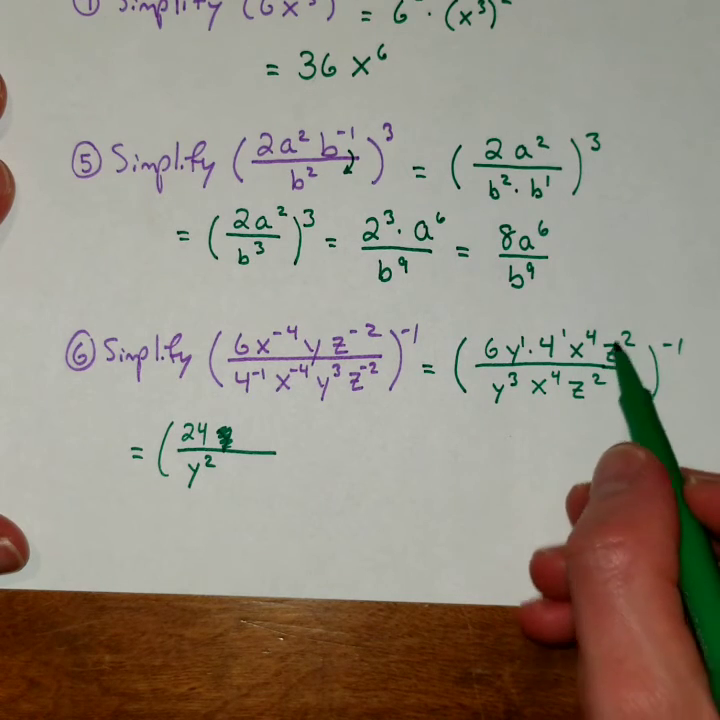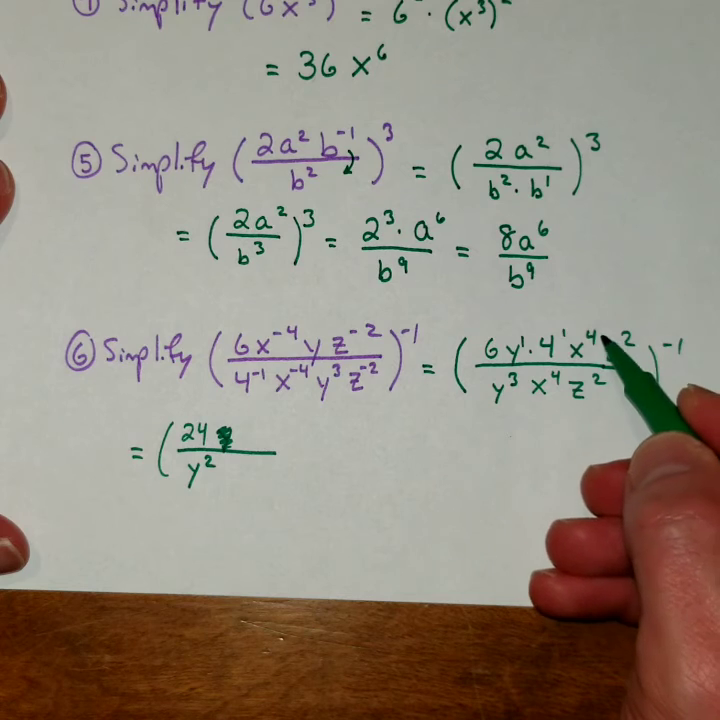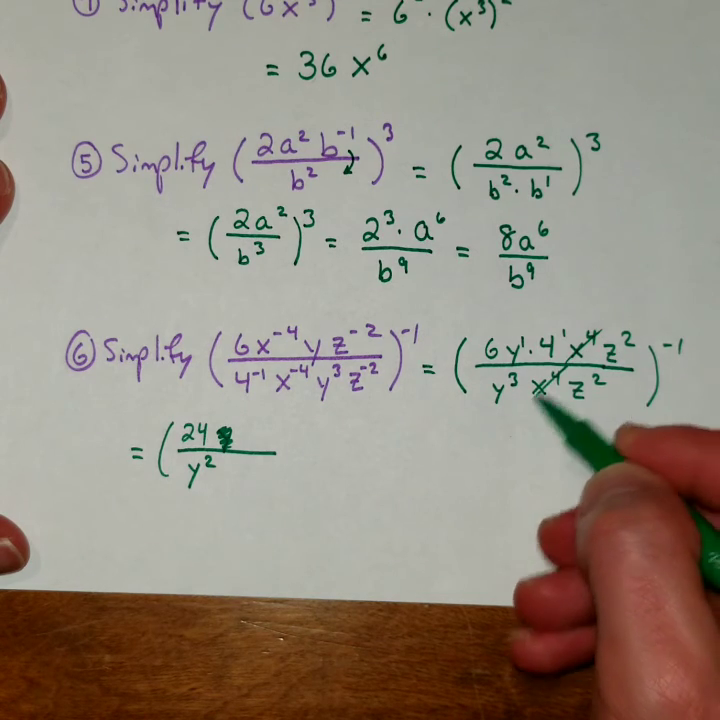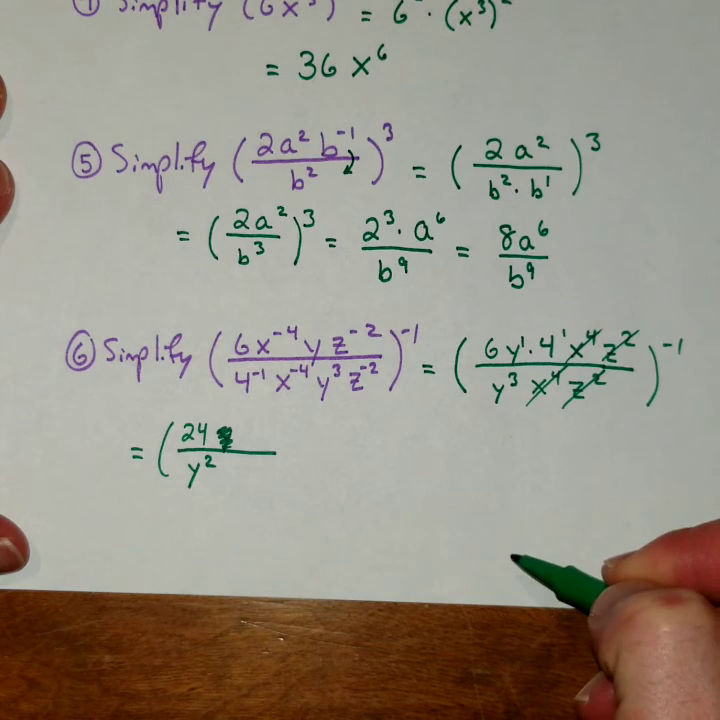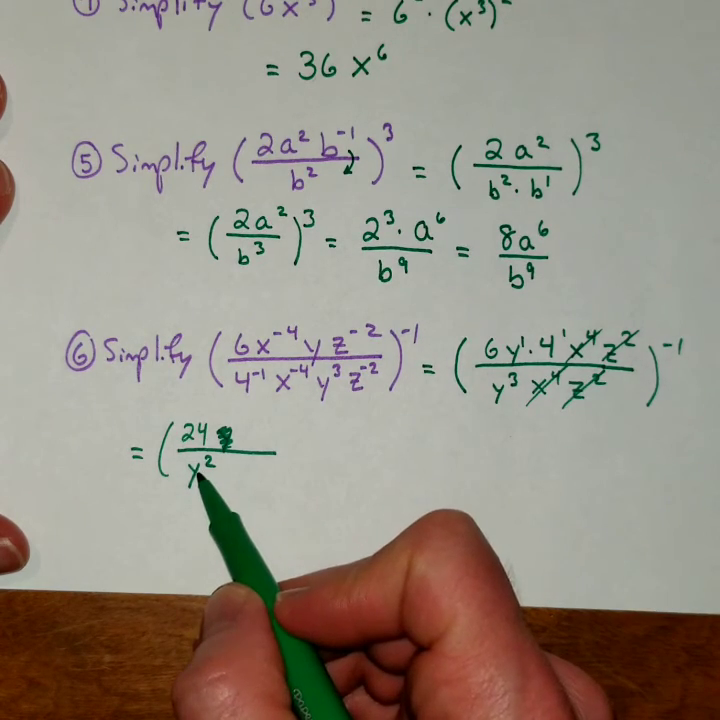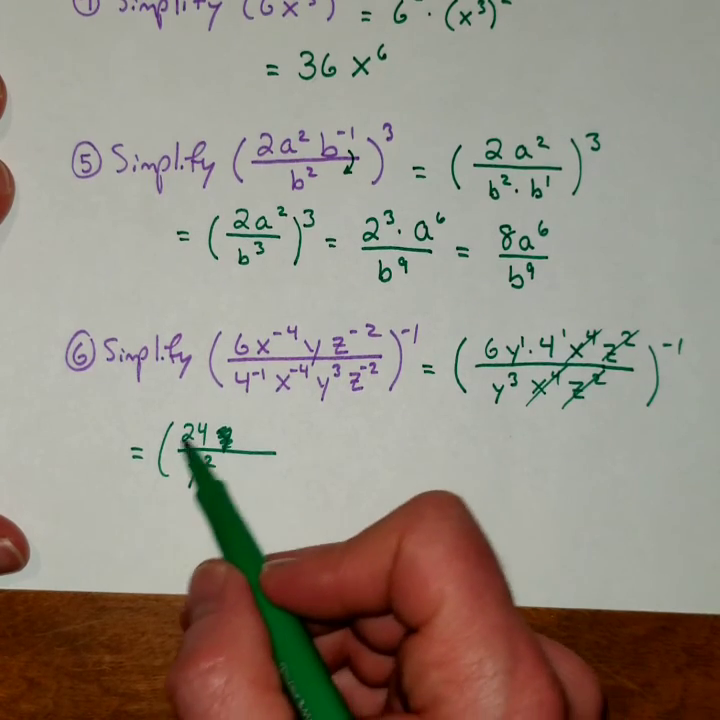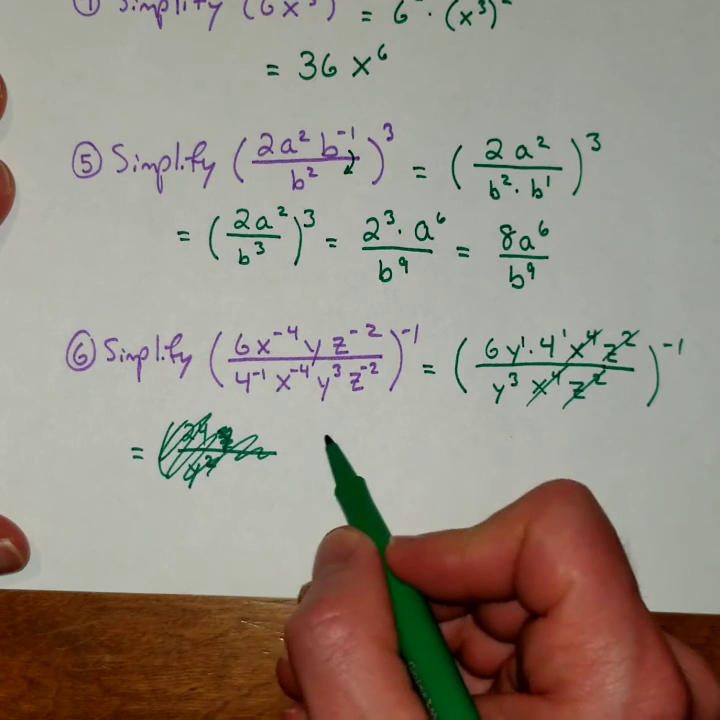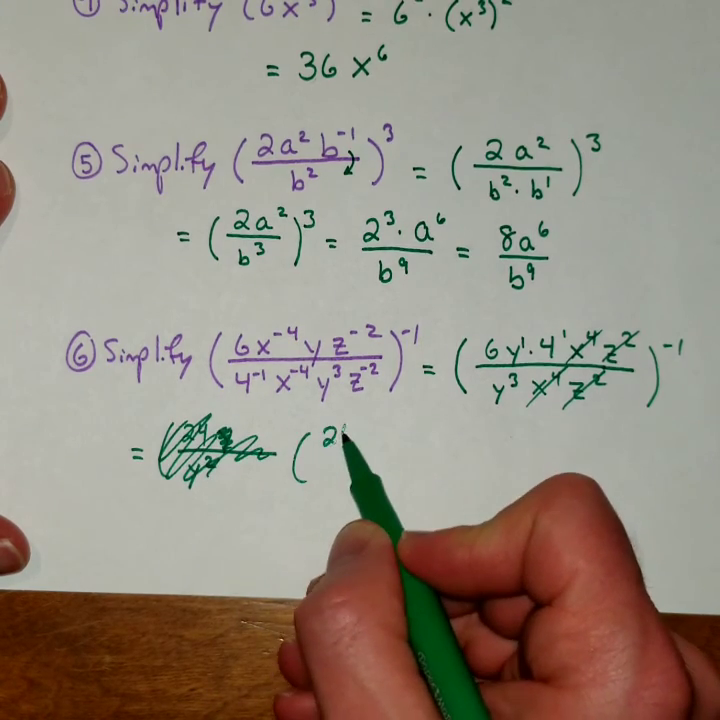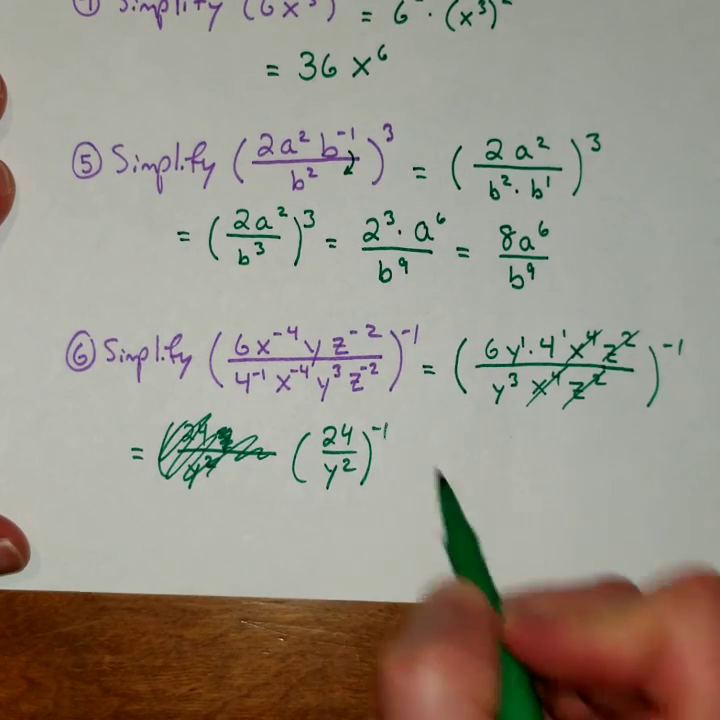And then, let's see, the x's, sorry, x to the 4th and x to the 4th, that's the same thing on top and bottom. Those are going to cancel. Same thing with the z's. Those cancel. And so this is really all I have left. I wrote that kind of big. So actually, let's just rewrite this so I don't have to mess with that big fraction. This is really 24 over y squared raised to the minus 1.